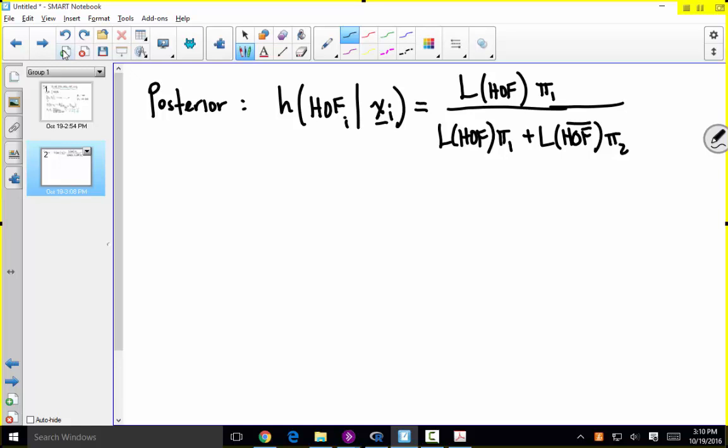I'm not going to ask you to do these calculations manually. LDA and QDA are doing them for you behind the scenes. But this is what it's doing. It's computing this posterior probability for each of the classes. So after doing LDA, we would have estimated posterior probability of Hall of Fame for each player, and 1 minus that, the estimated probability of not Hall of Fame.